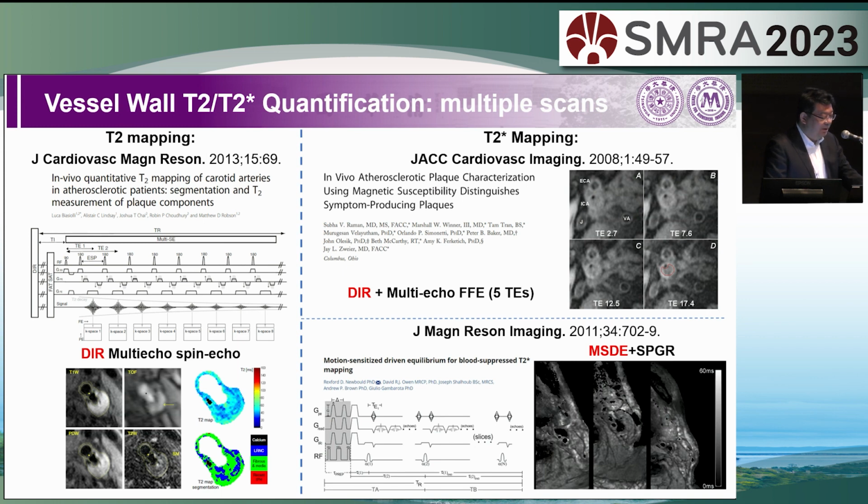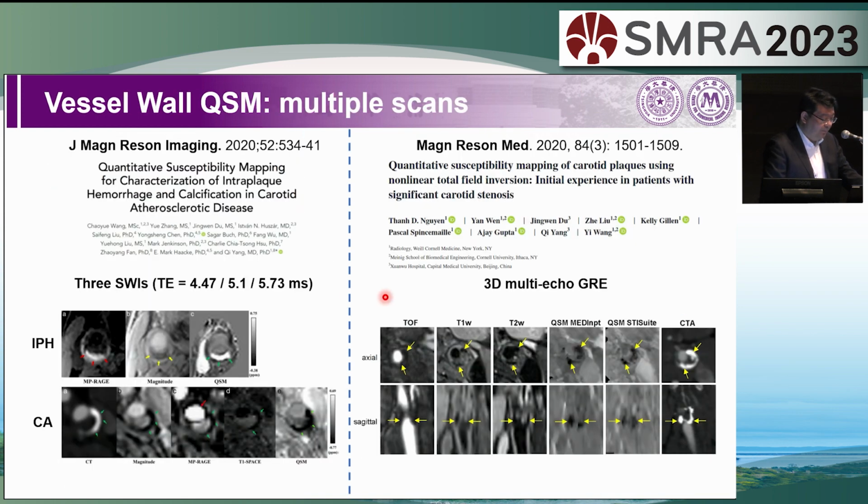For T2 and T2 star quantification, it's similar. To suppress the blood, you use DIR or MSDE. Sometimes in T2 mapping, usually it's a multi-echo spin echo sequence with different TEs. For T2 star, it's usually multi-echo FFE or SPGR with different TEs. Similarly, vessel wall QSM is quite similar to T2 star mapping. The difference is the additional acquisition of the phase.